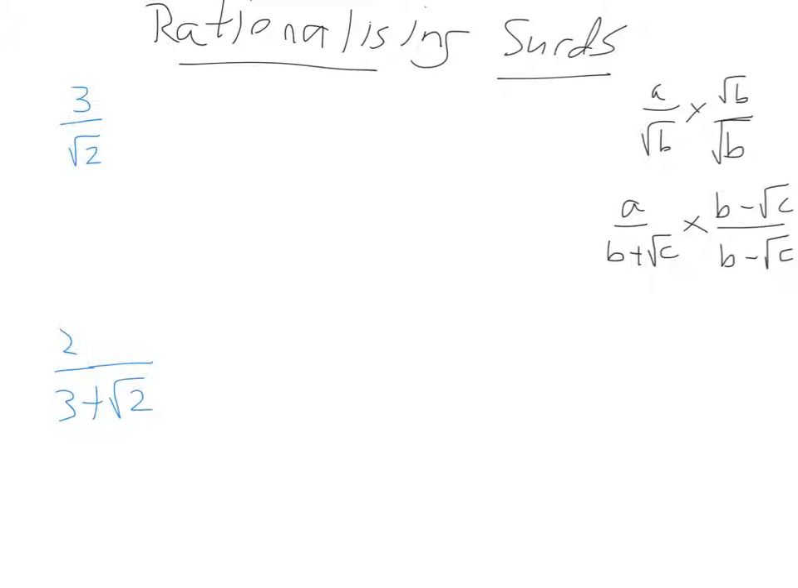Okay, so what we're doing here is we're looking at rationalising surds. So remember, we can't have a surd written at the bottom. What we have to do is have an integer at the bottom of a fraction and not a surd, and likewise here. So we've got to go through some steps.